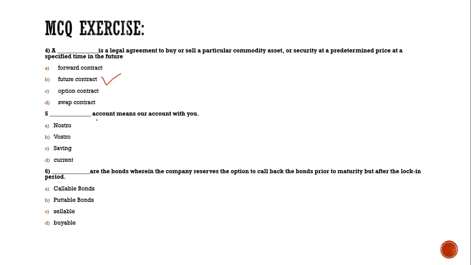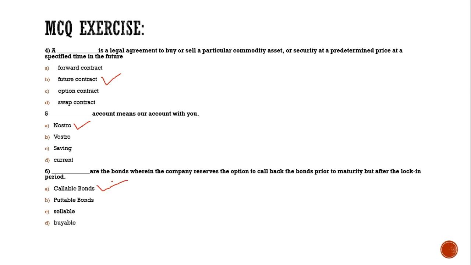Next, dash account means our account with you. The correct answer for that will be a nostro account. And dash are the bonds wherein the company reserves the option to call back the bonds prior to maturity but after the lock-in period. The correct answer for that is callable bonds. I hope again all these three answers you have attempted correctly.